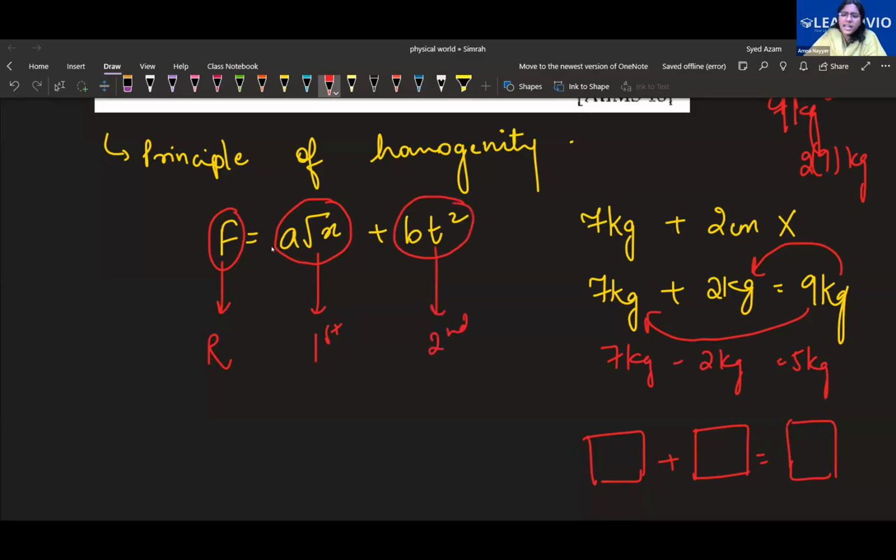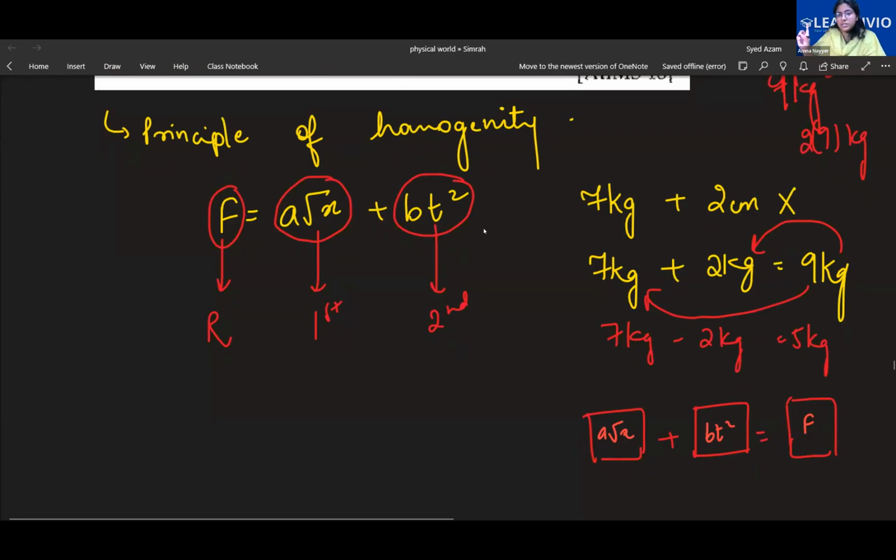So forget right now that these are complex terms. Look at them like boxes. Instead of the first box, we have a root x. Instead of the second box, we have b t square. Instead of the third one, we have the force, right? Yes, ma'am. So it means all three of them have the same dimensions. Dimension of force will be equal to dimensions of a root x.